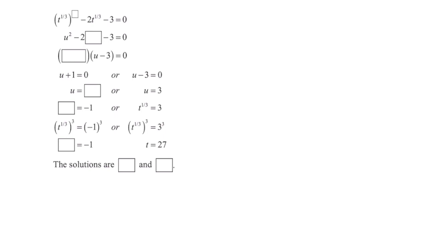We know then that we'll have t to the 1/3 squared minus 2t to the 1/3 minus 3, kind of going over that piece one more time. That will give us then u squared minus 2u minus 3. We want to factor, so we'll multiply to negative 3 and add to negative 2. Looks like negative 3 and 1 will work. This gives us then u plus 1 times u minus 3.